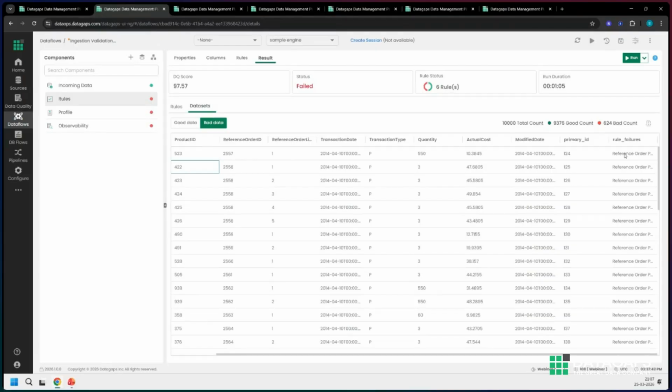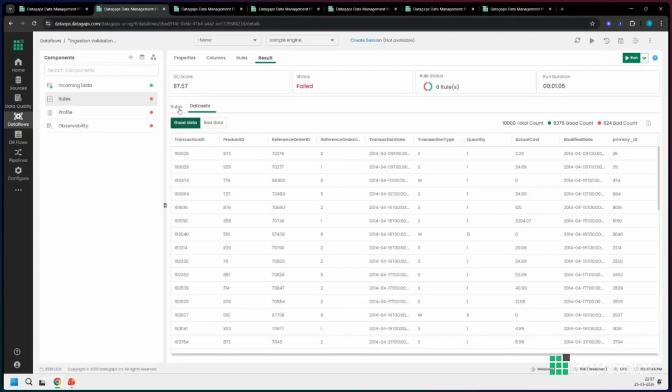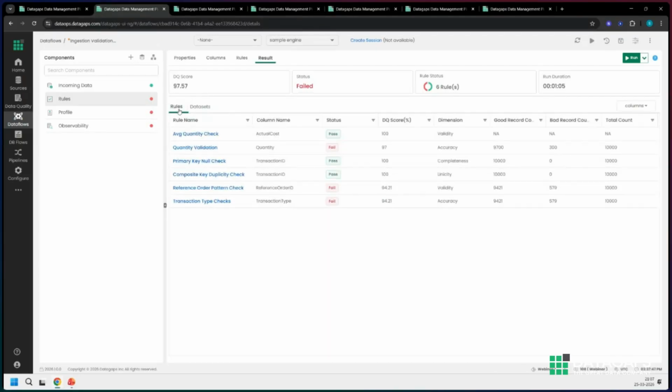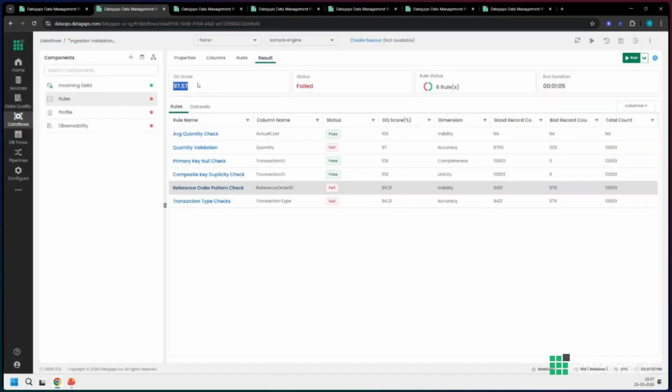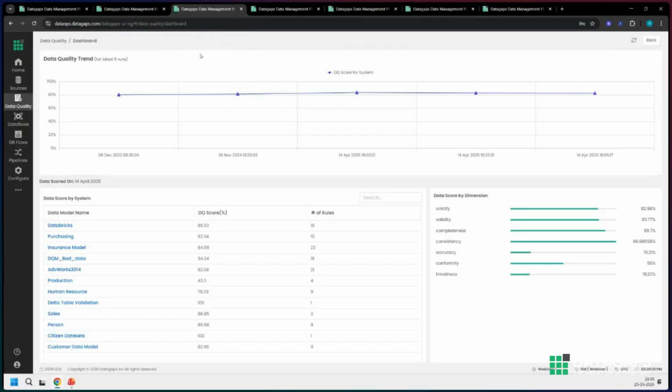Apart from that, what we also do is that we provide a proper association, a score at a rule level, which is basically the ratio of the good records upon total records. And we provide this aggregation at a rule level. We score it up to a table level. And this is something that goes all the way up to a system level. So here we have a data quality score about 83% across multiple models, across multiple dimensions.